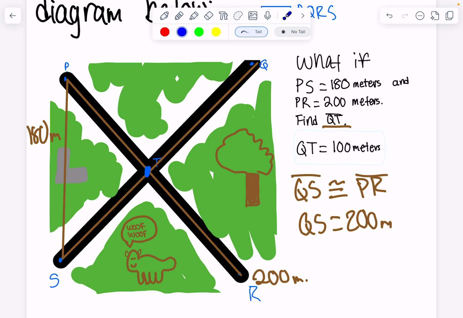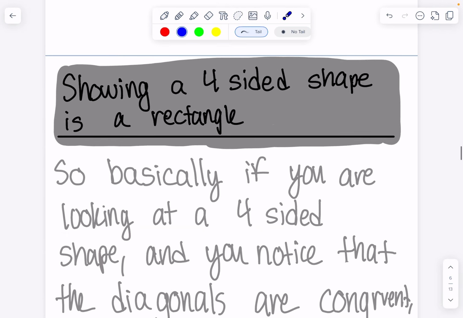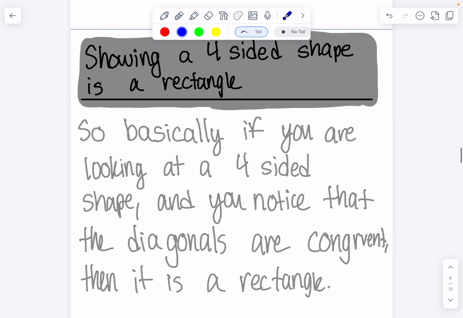Fun little problem. Now we're quickly going to chat about how we show that a four-sided shape is a rectangle. So similar, excuse me for the backup, I'm a little stuffed up here. Remember back in 6-3 when I said, hey, let's look at this random four-sided shape and determine is it even a parallelogram or not in the first place.